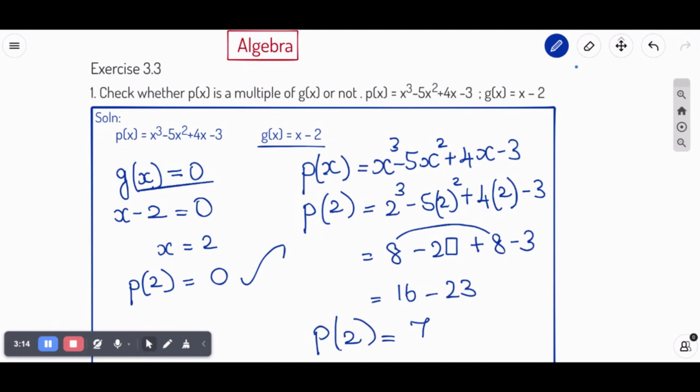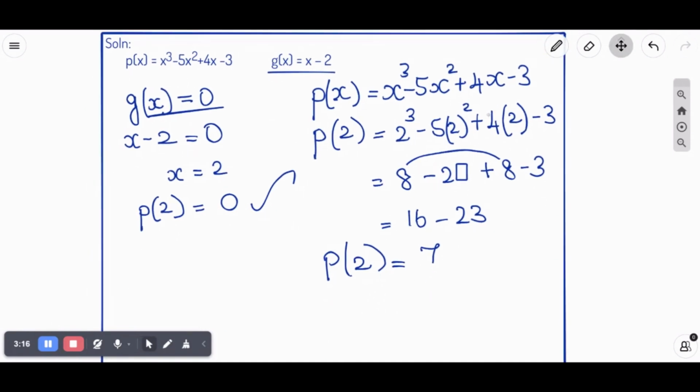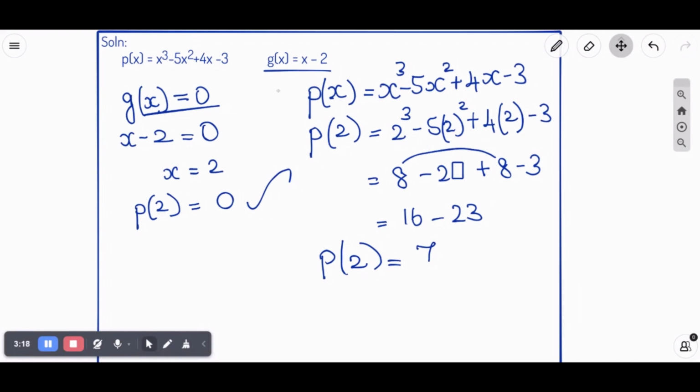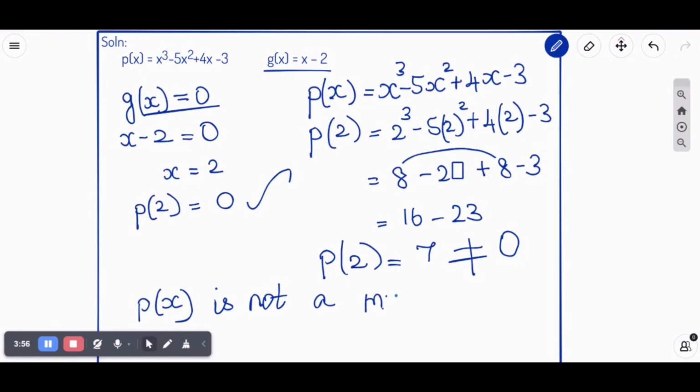So you have got p of 2 is equal to minus 7. But p of 2 not being 0 means this x minus 2 is not dividing your polynomial. It is not leaving a remainder 0. So this means it is not equal to 0. So p of x is not a multiple of g of x, which means g of x is not dividing the p of x and leaving a remainder 0. So you have arrived at your answer: p of x is not a multiple of g of x.